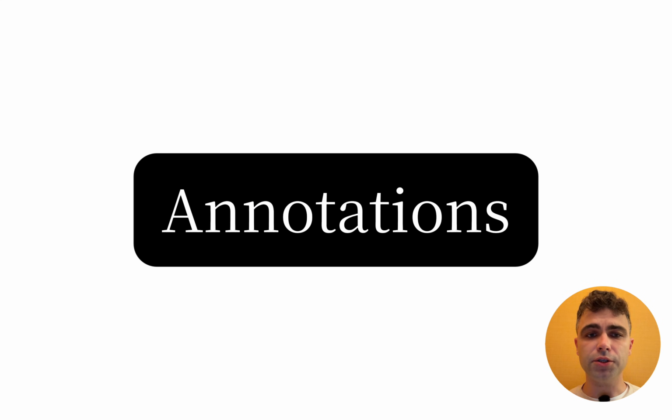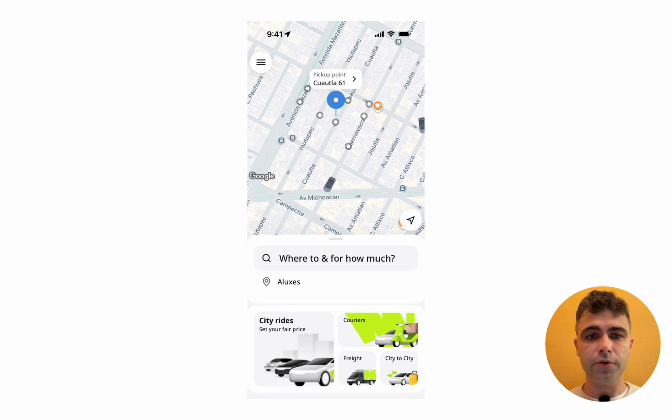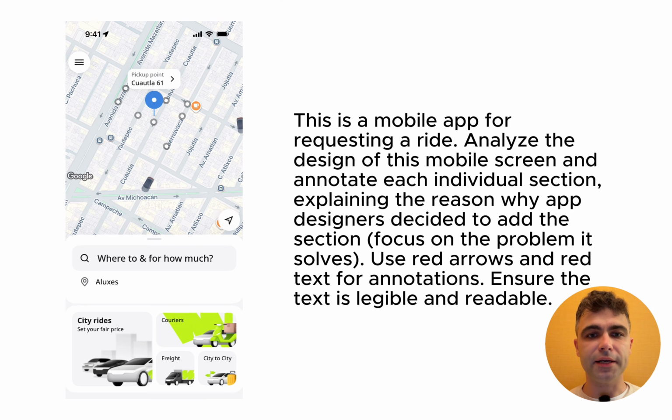Adding annotation to the image will be the first scenario I will cover. Nano Banana Pro is great at adding text. It generates readable and legible text, not some gibberish. For example, here I have a design of a mobile app for ride-sharing. I want to ask AI to analyze this screen and add annotation explaining why it was designed this way.